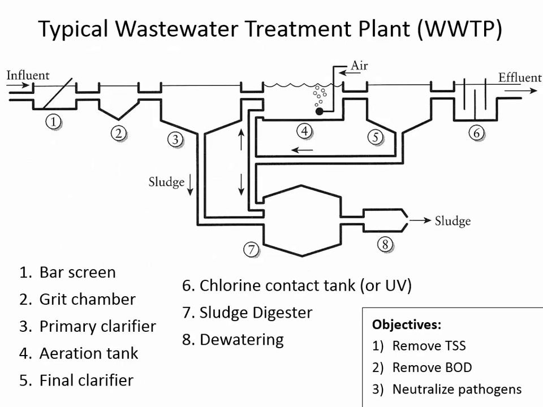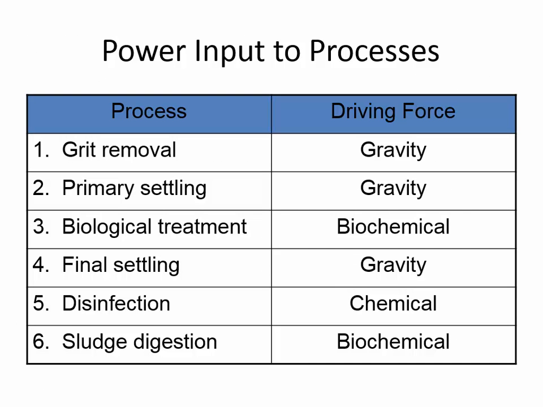In suspended growth, you've got just the bacteria floating around in the tank, in the wastewater that's being treated. But in a trickling filter or other kinds of attached growth, you're pouring the water over a colony of bacteria and they're eating the BOD as you do that. So that's an overview of where we're headed.